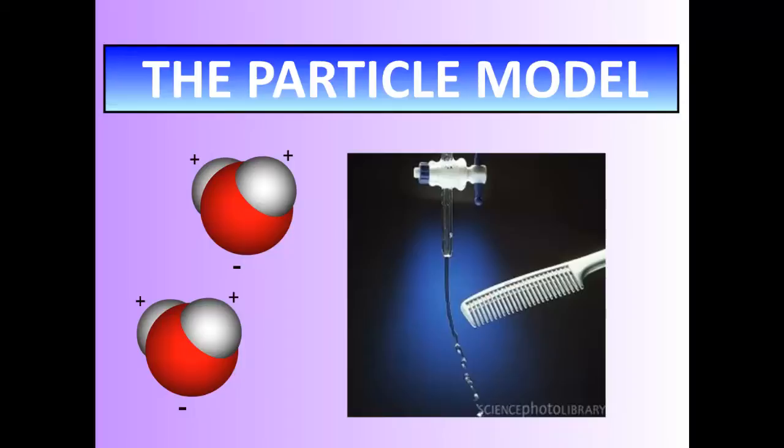You can see this actually with water. If you turn on your tap, just a thin stream of water, and you take a balloon or a brush and you rub it through your hair, and you hold it close to the stream of water, you'll actually see the water bend towards the comb. That's because the water has one charge and the comb has another, and there's an attraction there.